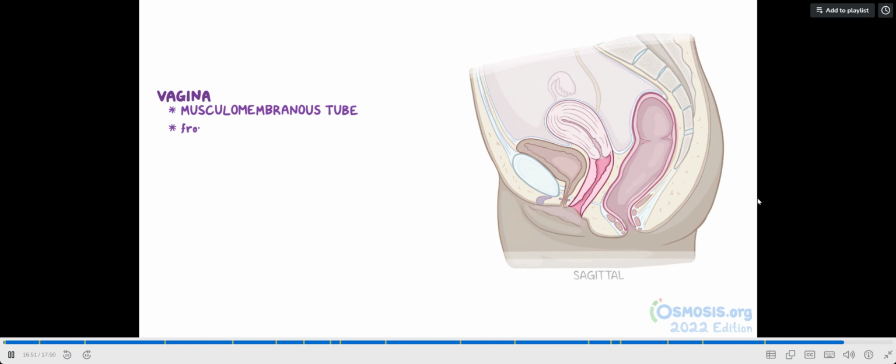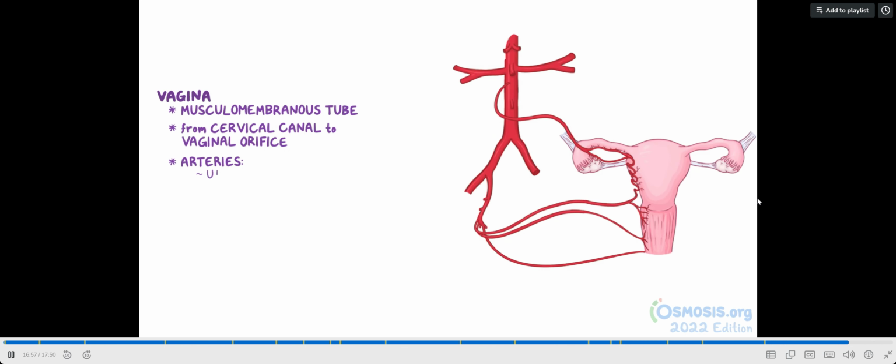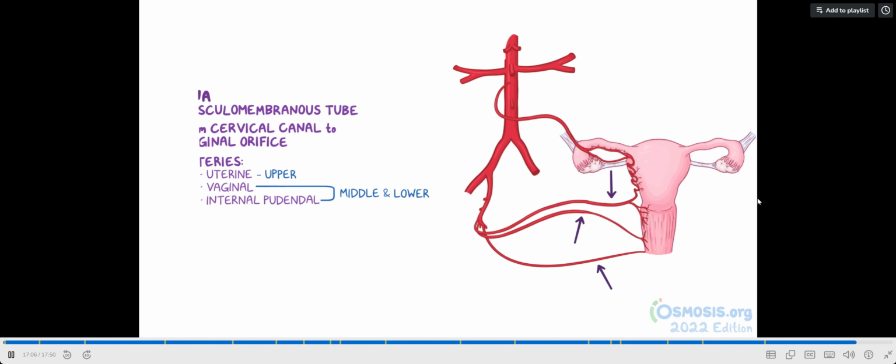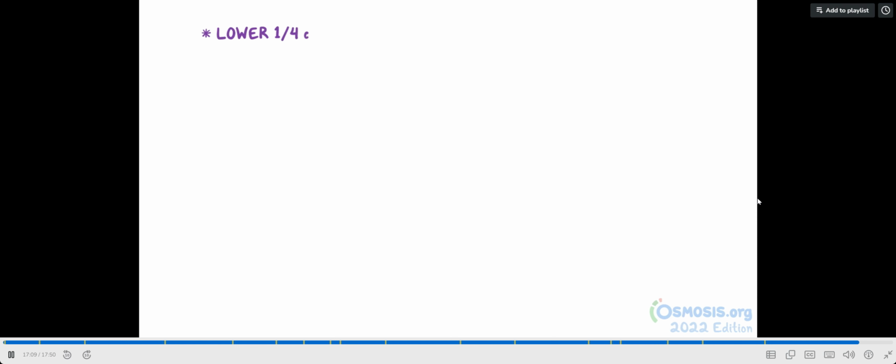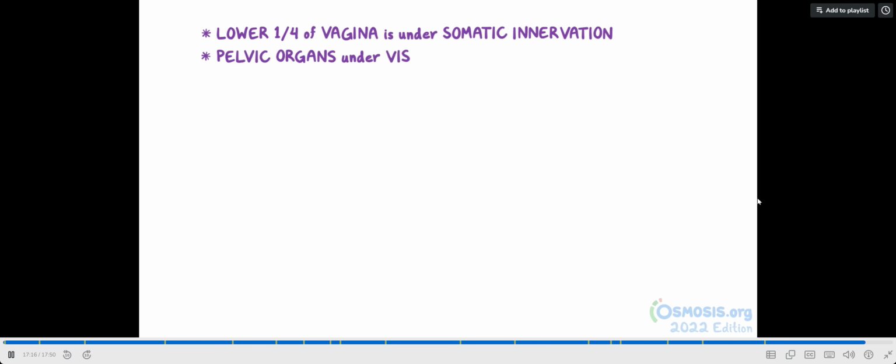Lastly, the vagina is a musculomembranous tube that extends from the cervical canal to the vaginal orifice. There are 3 arteries supplying the vagina: the uterine arteries, which supply the upper part, and the vaginal and internal pudendal arteries, which supply the middle and lower parts. With the exception of the lower 1/4 of the vagina, which is under somatic innervation, the pelvic organs of the female reproductive system are under visceral innervation.